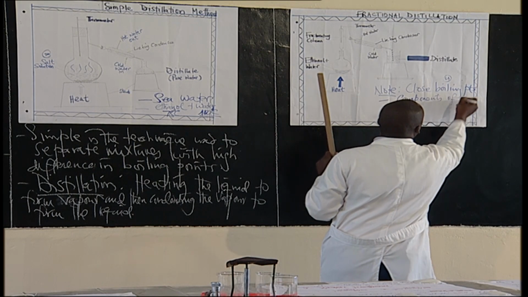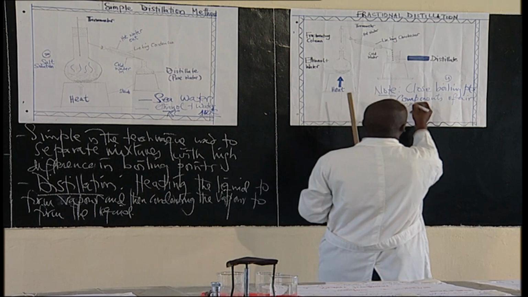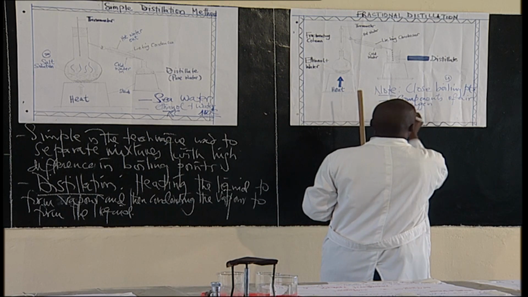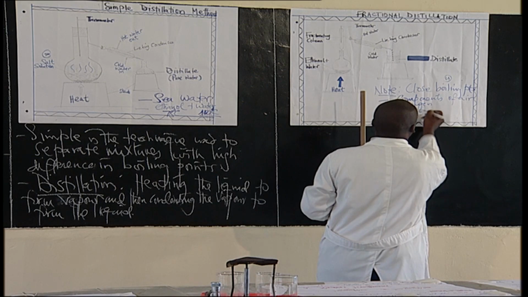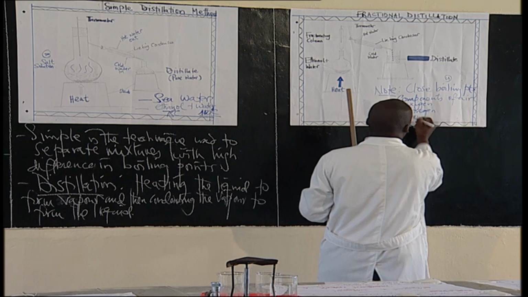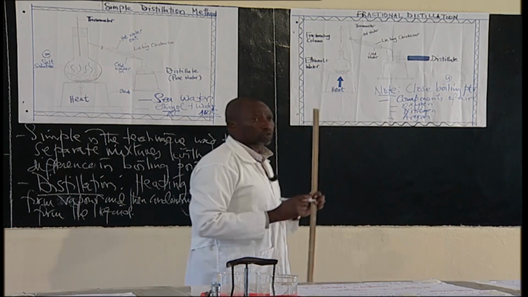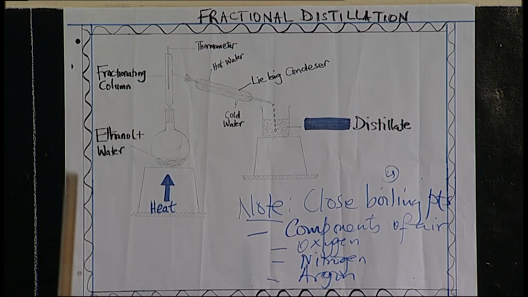Like components of air, where you have oxygen, nitrogen, and then argon. These are substances with very close boiling points. So this method is best suited to substances with close boiling points.